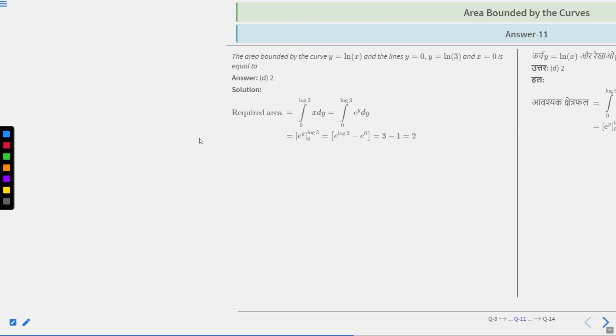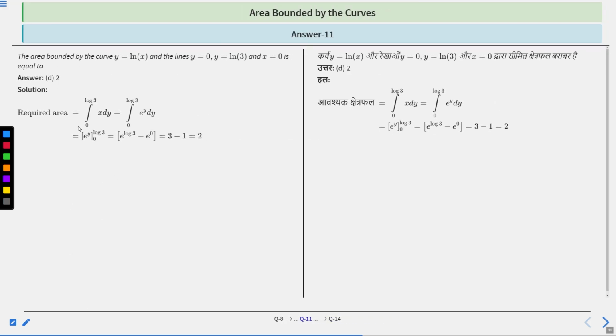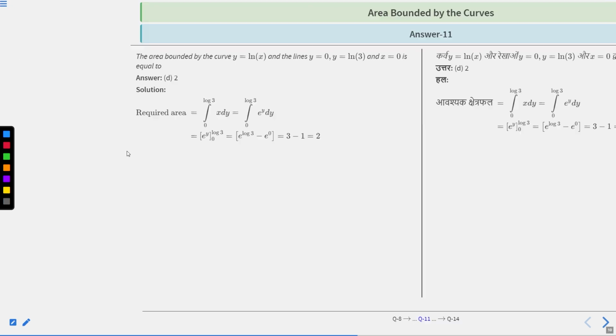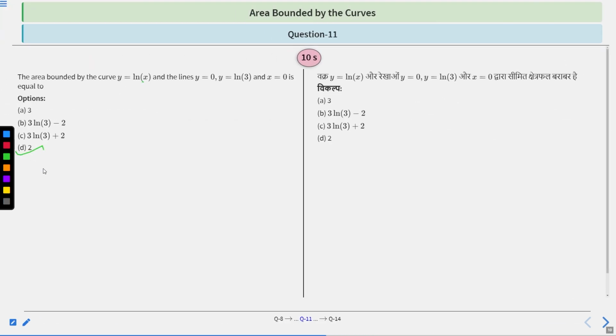Okay, let's move to the solution part C. Required area will be the integral from 0 to log 3 of x dy, as we have discussed, and x is basically e to the power y. So the required area is the integral from 0 to log 3 of e to the power y dy. The integration of e to the power y is e to the power y, with limits from 0 to log 3. So e to the power log 3 minus e to the power 0, which is 3 minus 1, equal to 2. So I think option D is the right choice. D is the right choice.